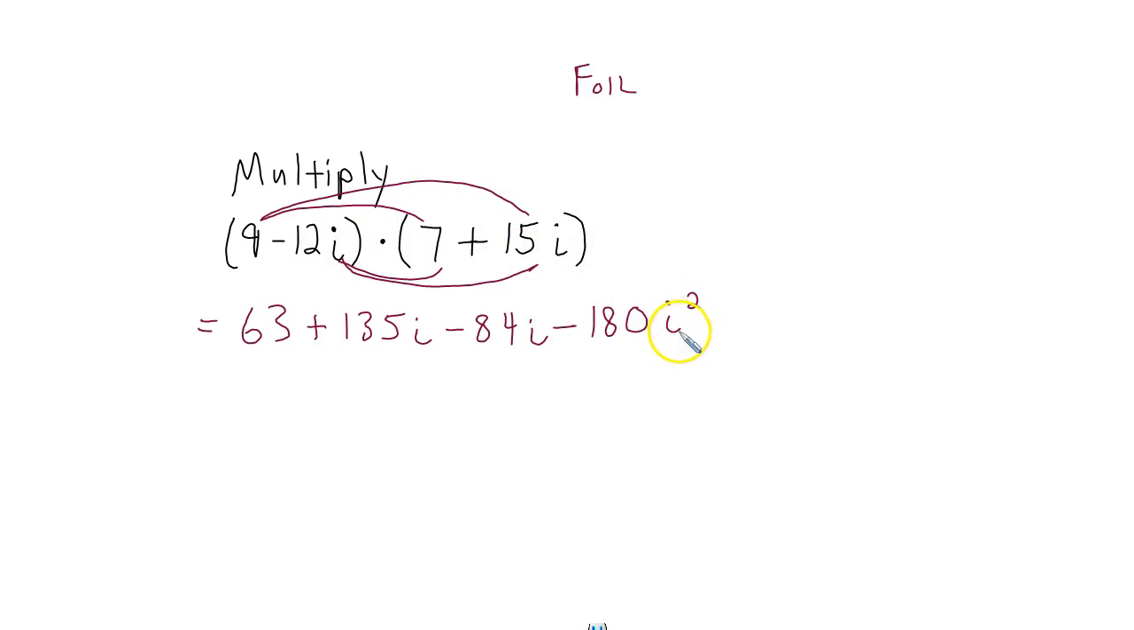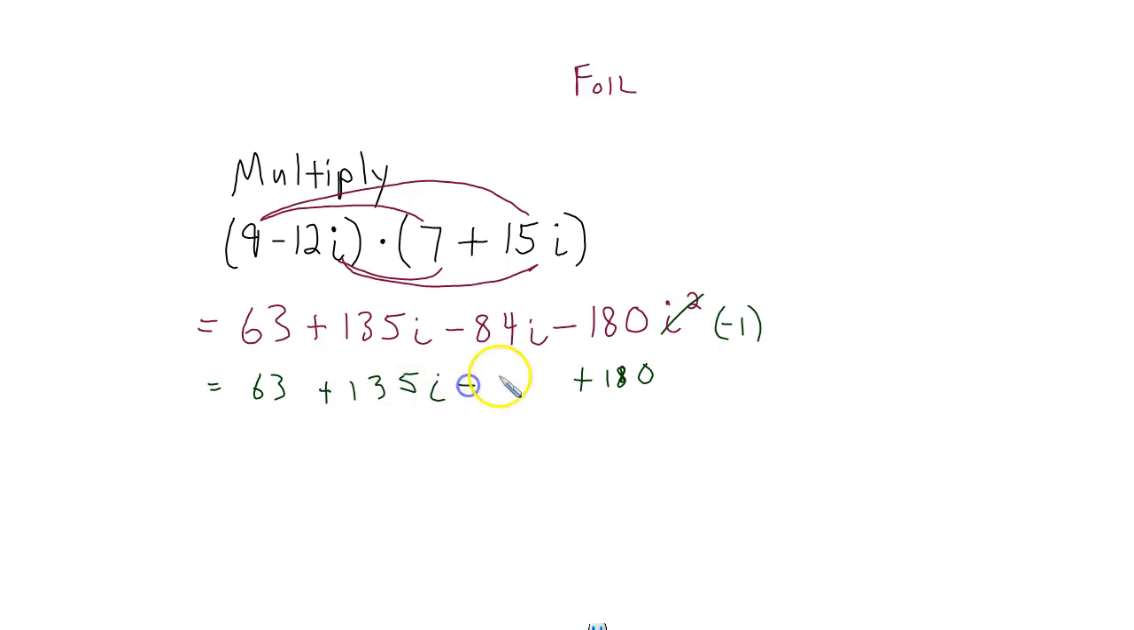i squared. Now, go back to the very beginning of our lesson today. What did we say about i squared? i squared is the same thing as negative 1, right? So we're essentially going to change this to be a negative 1. And what is a negative times a negative? Positive. So that i squared at the end is going to change this negative 180 to become a positive 180. So bring everything else down.